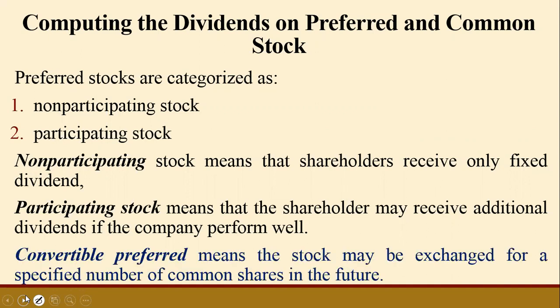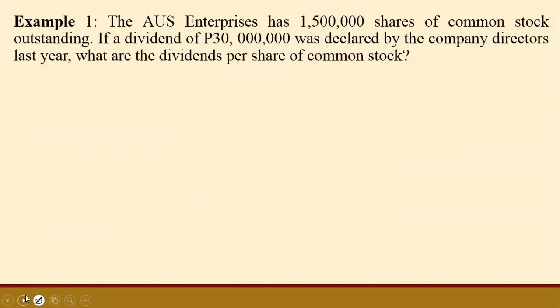Convertible preferred means the stock may be exchanged for a specified number of common shares in the future. Alright? Now, let us have an example for this on how to compute the dividends on preferred and common stock.